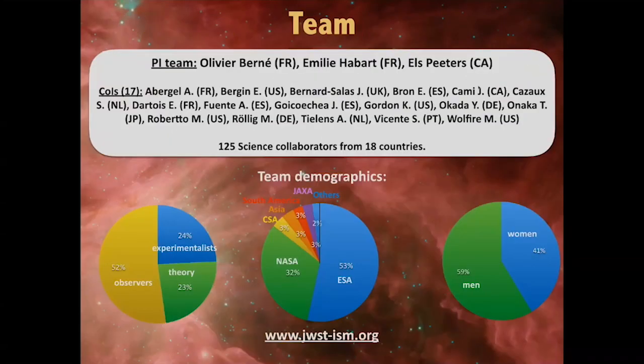Our team consists of a core team of 20 people, led by 3 PIs, and then we have 17 co-investigators, whose names are given here. We had an open team philosophy, so anybody who was interested could sign up. We now have in total 125 science collaborators, covering 18 countries. The team demographics are shown here in this pie chart.